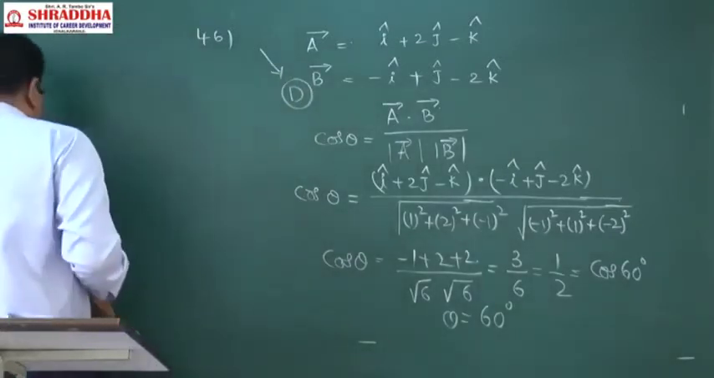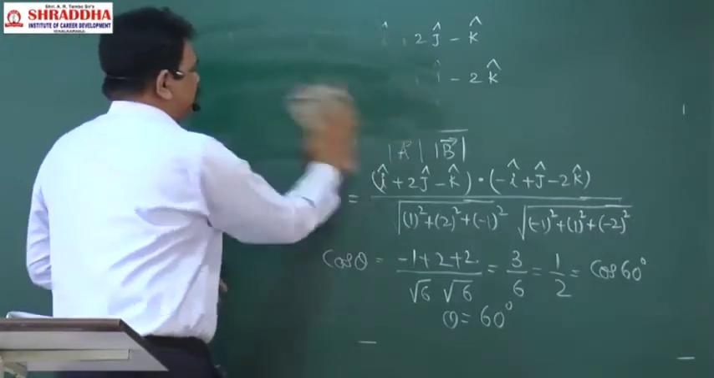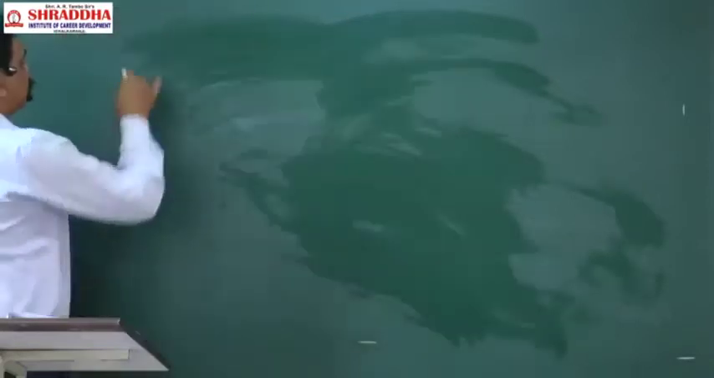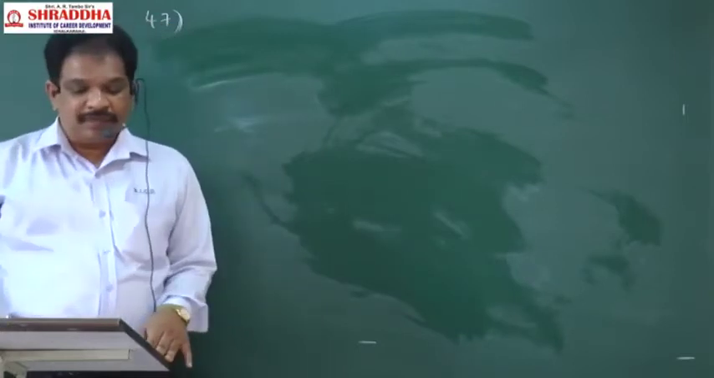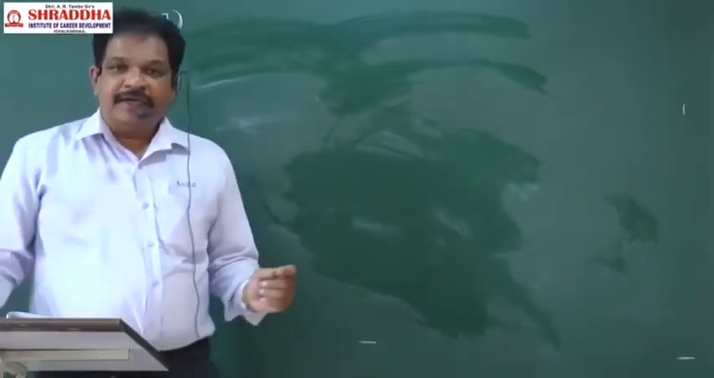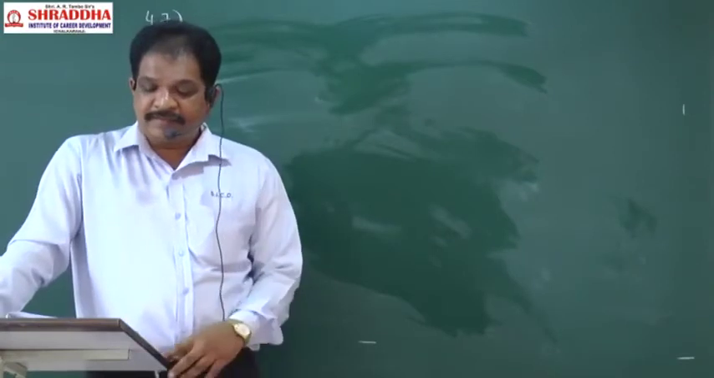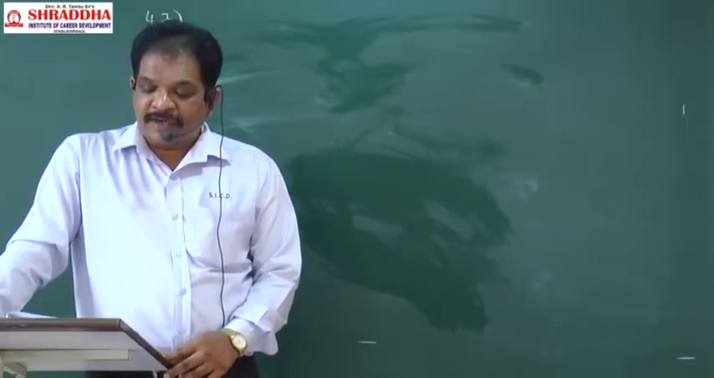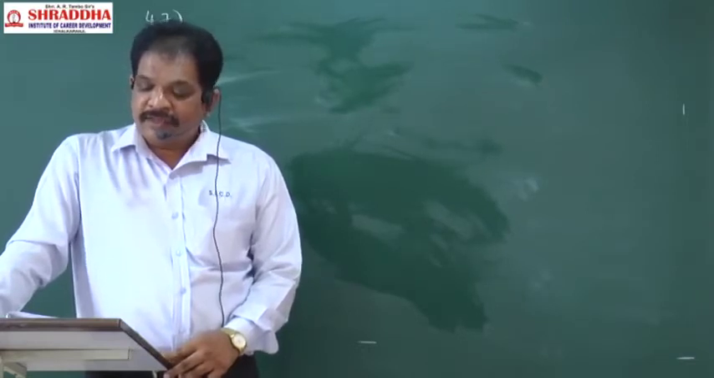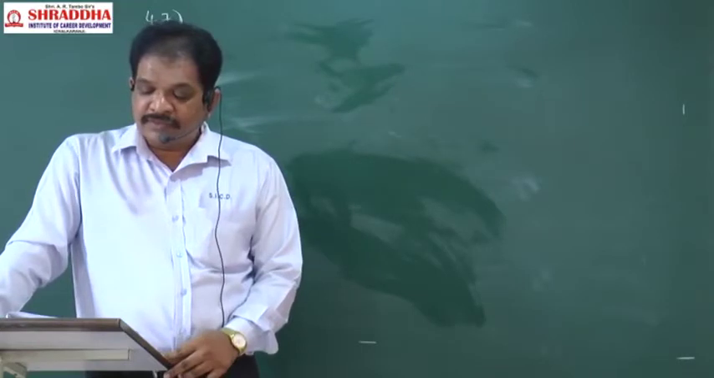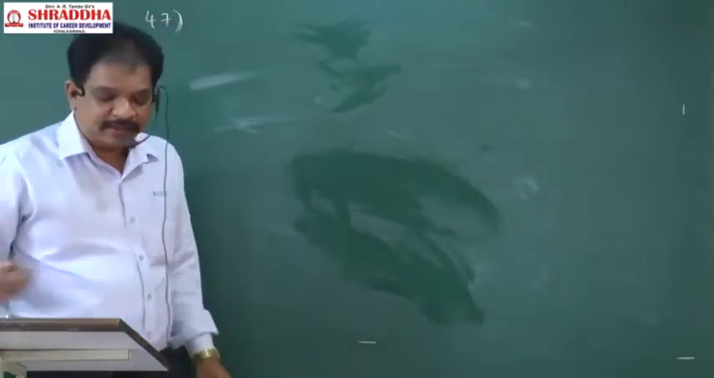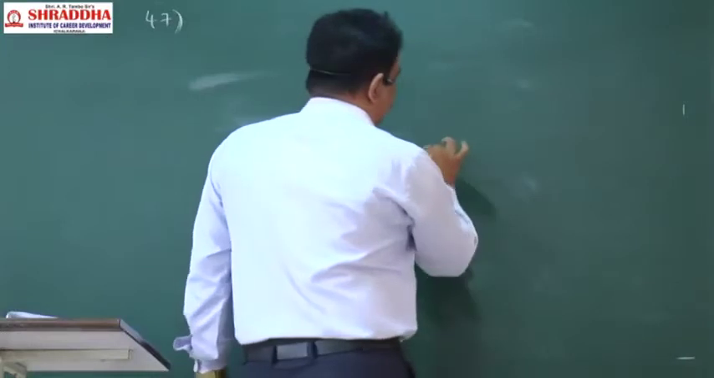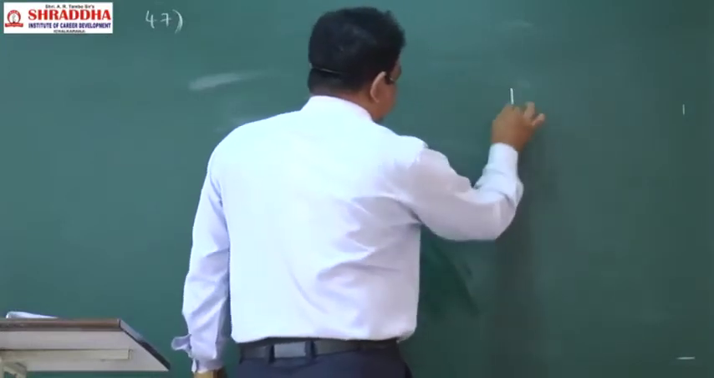Next. After finishing this, 47 is the next question. What are they asking, see. 47. A right angle triangle is there. The three vectors A bar, B bar and C bar add to 0. Then A bar dot B bar is equal to how much? Clear? So there is a right angle triangle like this.